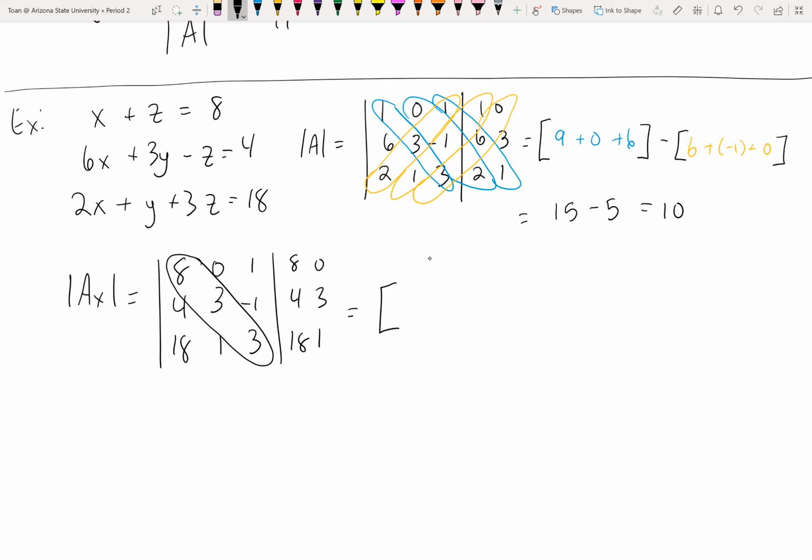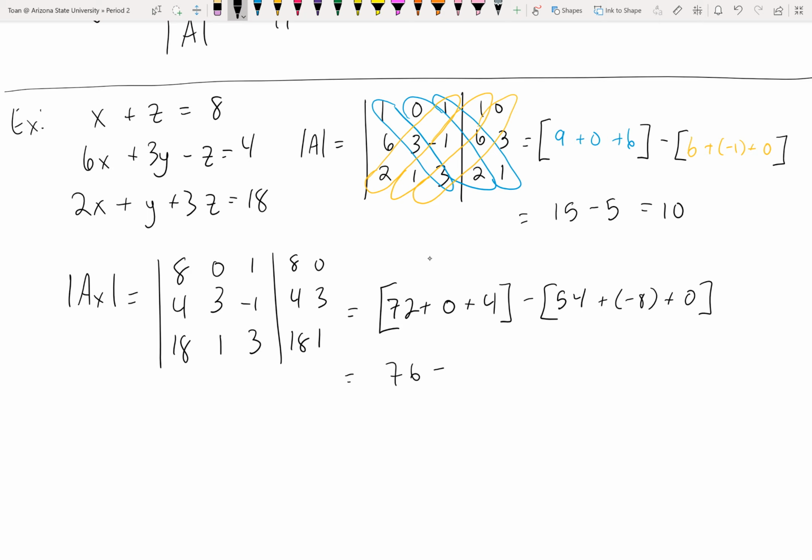That's going to give me a 72. This is going to give me a 0. And this is going to give me a 4. Do the other direction. That's going to give me a 54. This is going to give me a negative 8. And the last diagonal will give us a 0. So that's what? 76 minus, what's that? 46? Which equals 30.